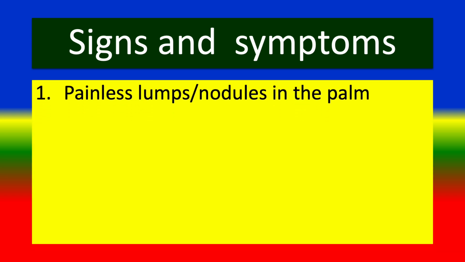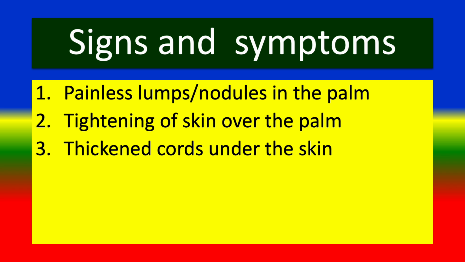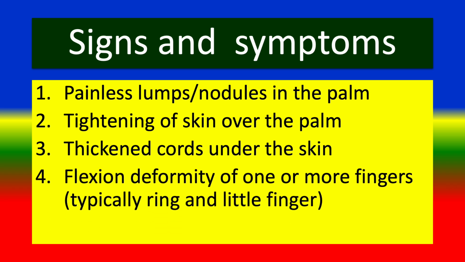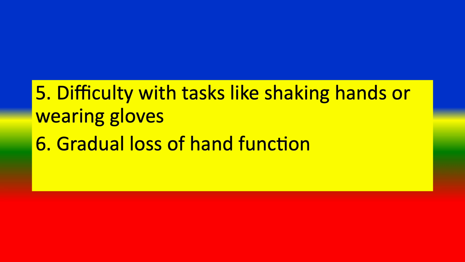Signs and symptoms. 1. Painless lumps or nodules in the palm. 2. Tightening of skin over the palm. 3. Thickened cords under the skin. 4. Flexion deformity of one or more fingers, typically the ring and little finger. 5. Difficulty with tasks like shaking hands or wearing gloves. 6. Gradual loss of hand function.